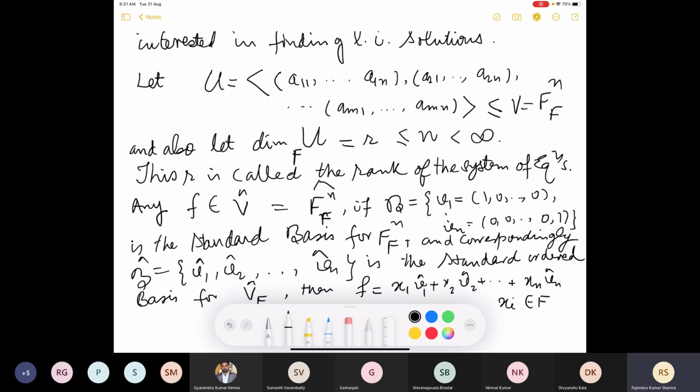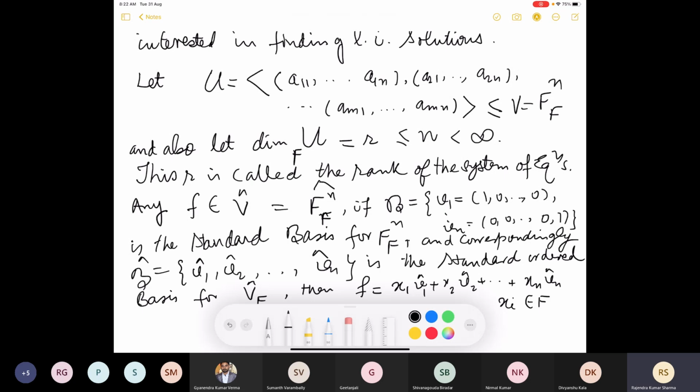Okay, so what we have started with, let us say U be the subspace of V, which is spanned by the n-tuples, m in number. Any arbitrary tuple is of the form ai1, ai2, ain, for i from 1 to m. So these are the m vectors, and suppose out of them r are linearly independent, or say the dimension of this U over F be say r. This r will not exceed n naturally.